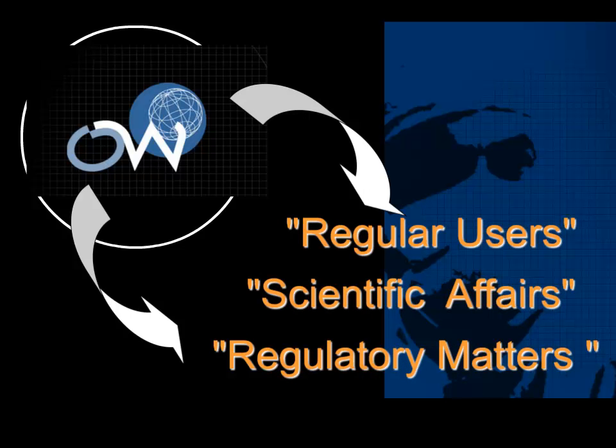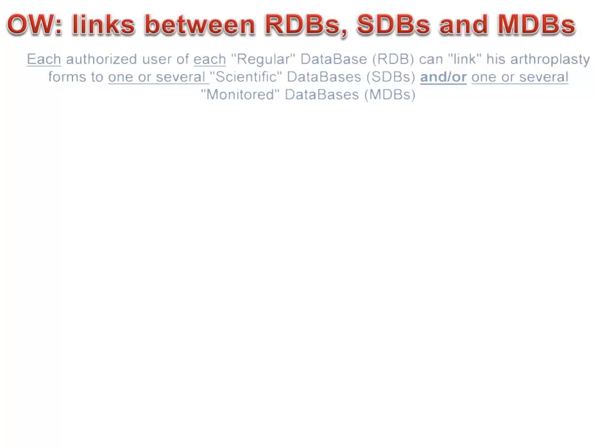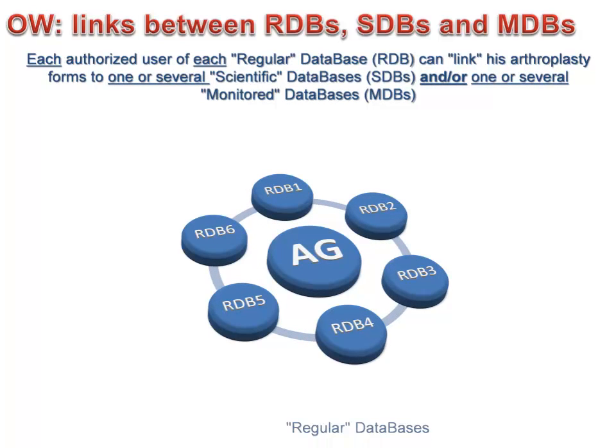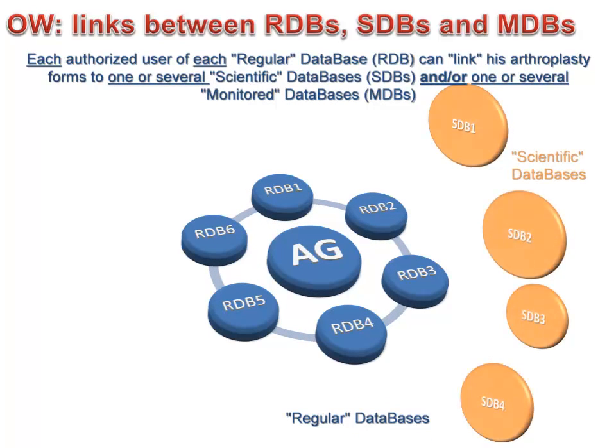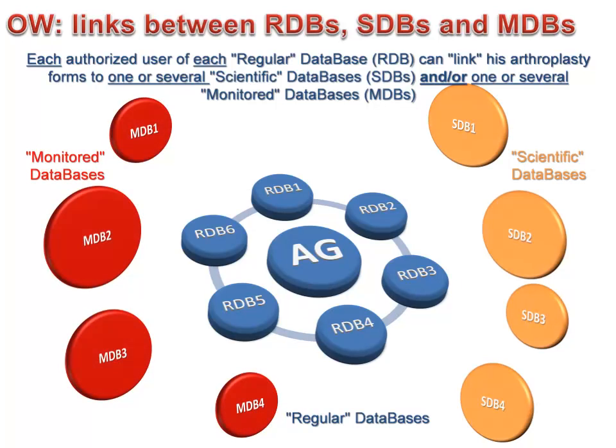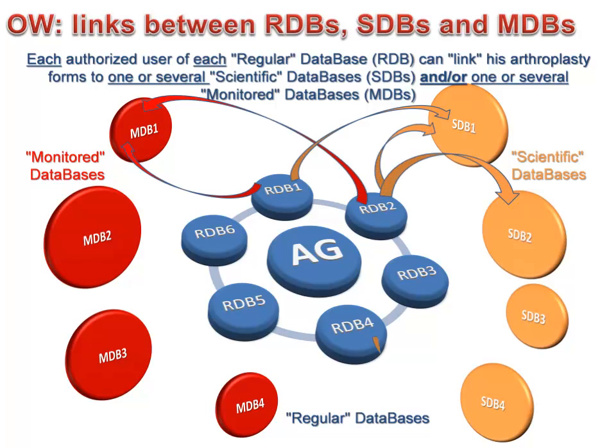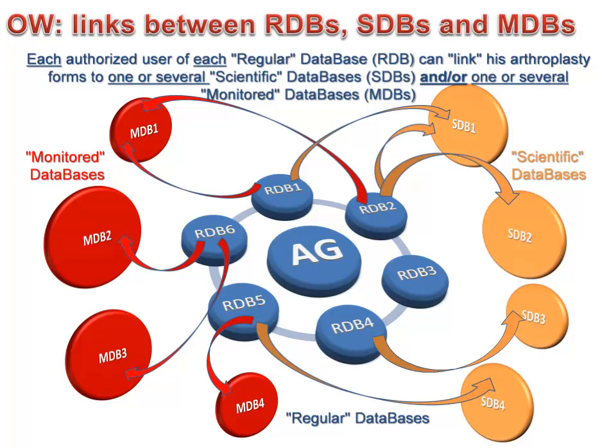Finally, thanks to these three types of databases, OrthoWave can deal with any type of clinical outcome in orthopedics. In order to sum up these various links between databases, the following diagram shows any potential relationship and interconnections between the various regular databases, be they or not linked to one or several distinct scientific or monitored databases.